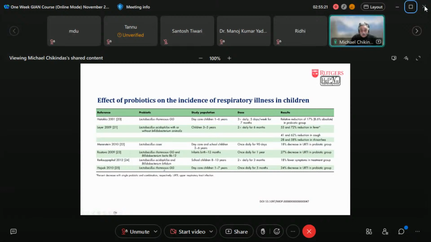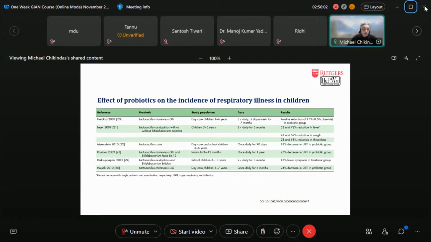The study populations here, and again, we have the children of the early age up to 5 years old, and in some cases school children up to 13 years old. And the outcomes are really relatively good. We have 27% decrease in the upper respiratory tract infection, 8% fewer cases of symptoms in the treatment group as compared to the control group, which did not receive the probiotic formulation. So all in all, the take-home message on the respiratory illnesses and the ability of probiotics to handle it in children is positive.